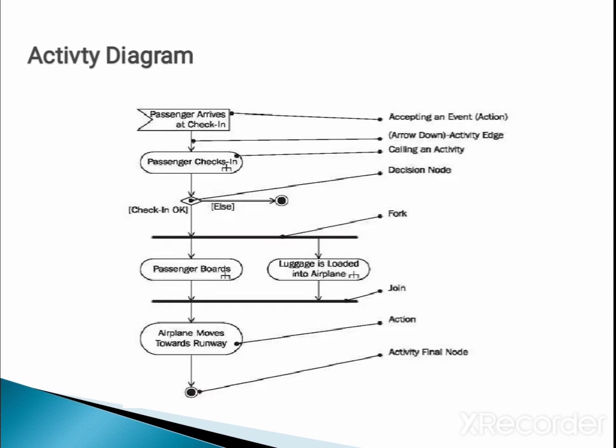This diagram shows the activity flow in airplane system. The diagram shows like a flow chart with the decision box.